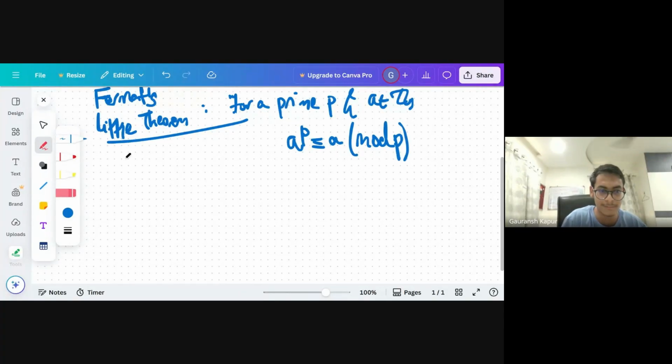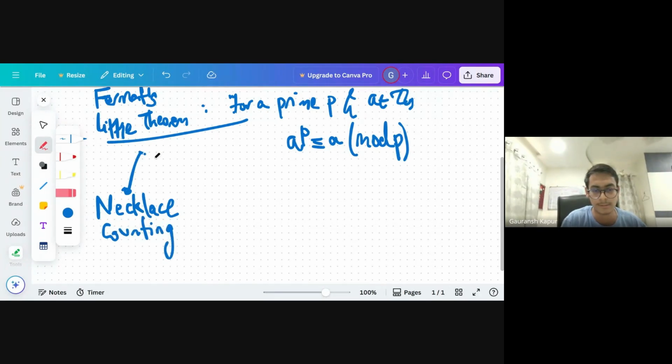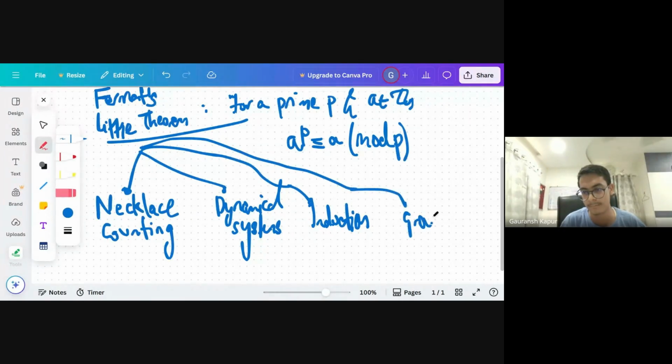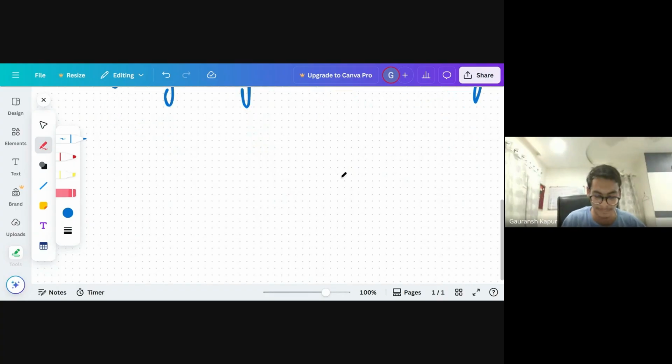I'll just mention a few ways to prove this. I'll go into one proof, but I'll just mention some aside proofs. There is one very nice proof which uses some combinatorial arguments and necklace counting. There is also another proof which uses properties of dynamical systems. There is a proof which uses induction. That is the simplest proof, inducting on A. And there is also a group theoretic proof which uses properties of Z mod PZ. So I'll just prove it one way, which is a pretty standard way, I think.